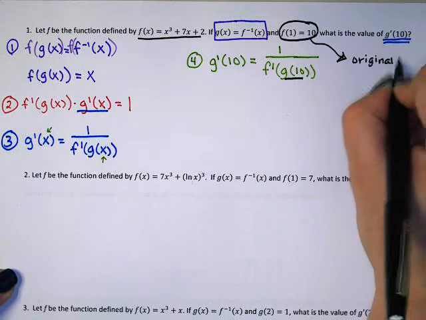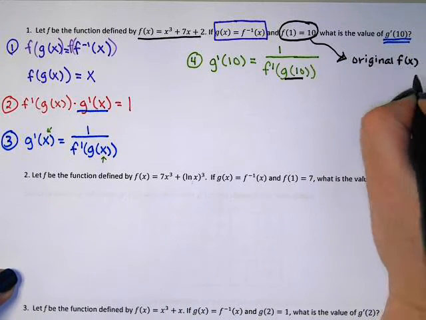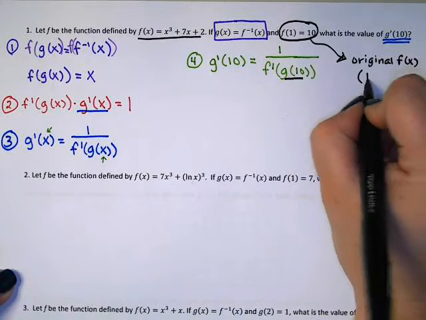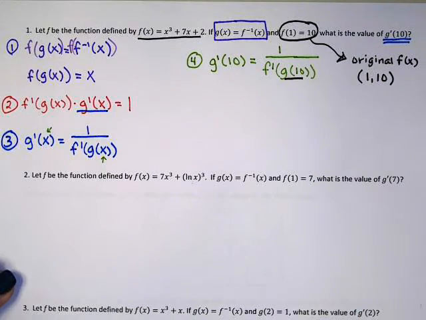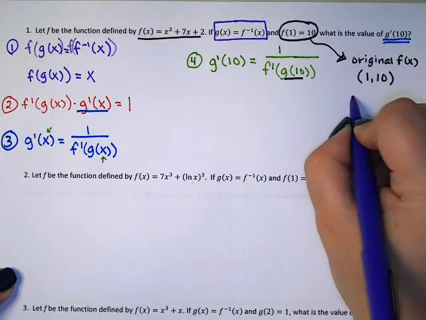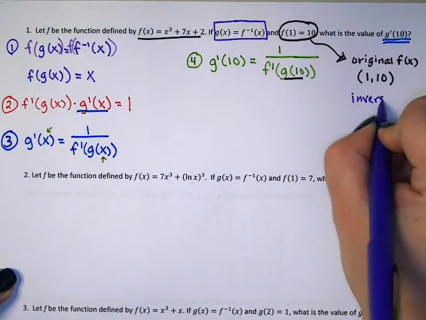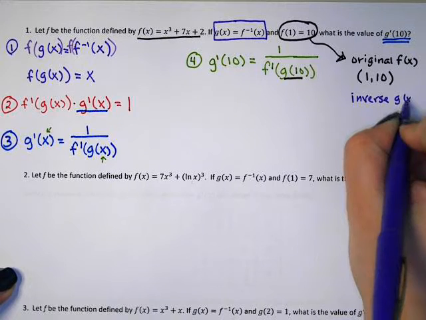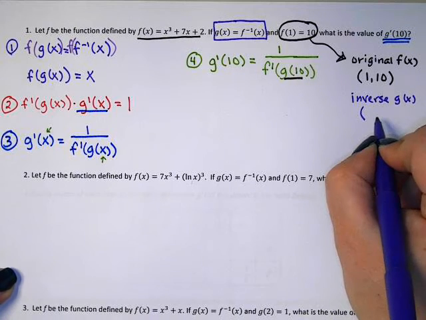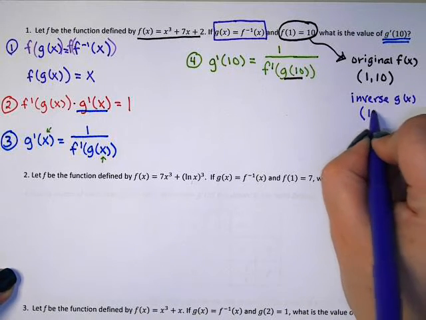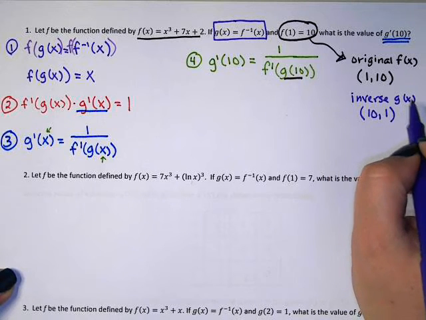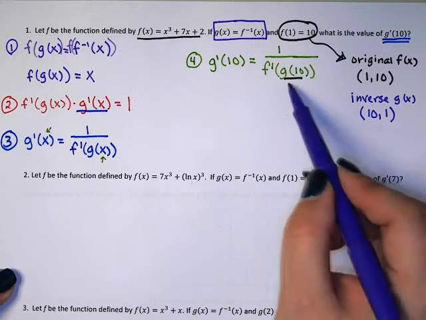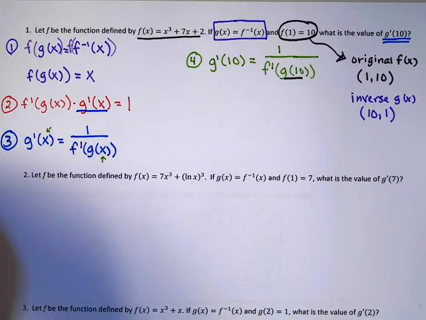So the original is f of x, and we were given the point (1, 10). So what we need to think about is if that's the point on the original function, then on the inverse function, g of x, we can just flip-flop the input and the output. So this is actually the point (10, 1) when we think about the function g of x. So that means g of 10 is actually 1.